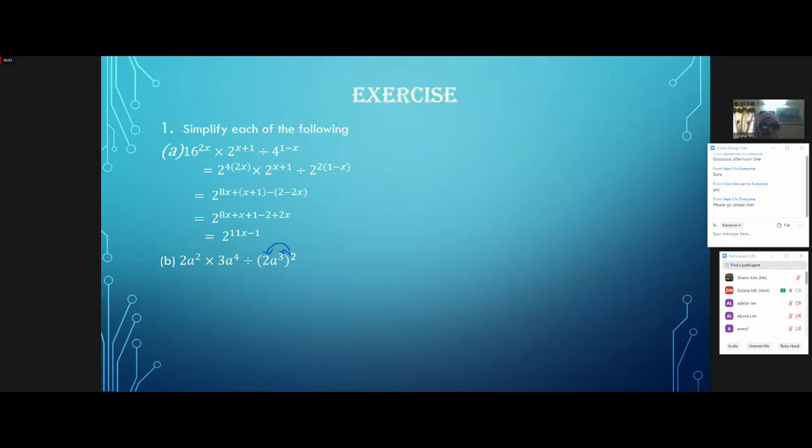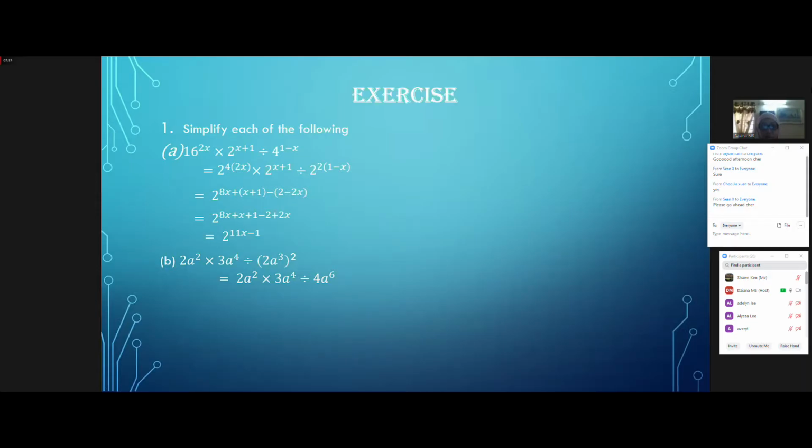Okay, I saw the arrow, the 2 must be squared, and the a power of 3 must be times with the 2. Okay, good. Okay, let's look at the answer. Okay, 2a squared times 3a to the power of 4 divided by the 2 squared must become 4 and the a becomes 6. Okay, 3 times 2.